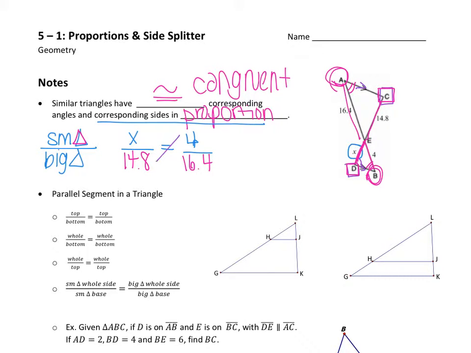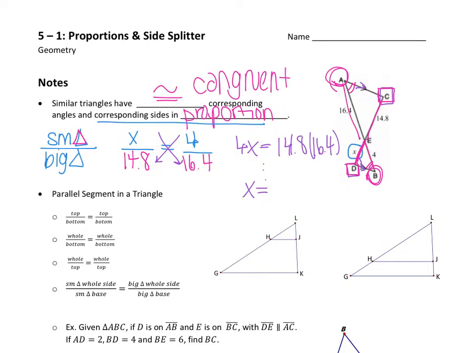Now in order to solve this, we would just simply cross multiply. So we have 4x equals 14.8 times 16.4. And then of course you could solve from here to find out the value of x.